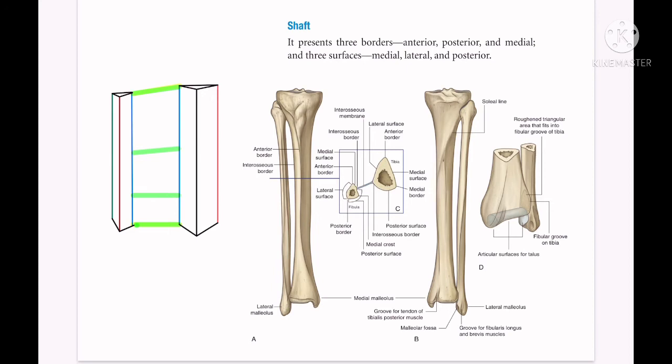Rather, we would understand the borders in context to the tibia as well as with the help of a schematic diagram. We know that tibia has got three borders. The first one is the anterior border, then medial border, and a lateral border or interosseous border.